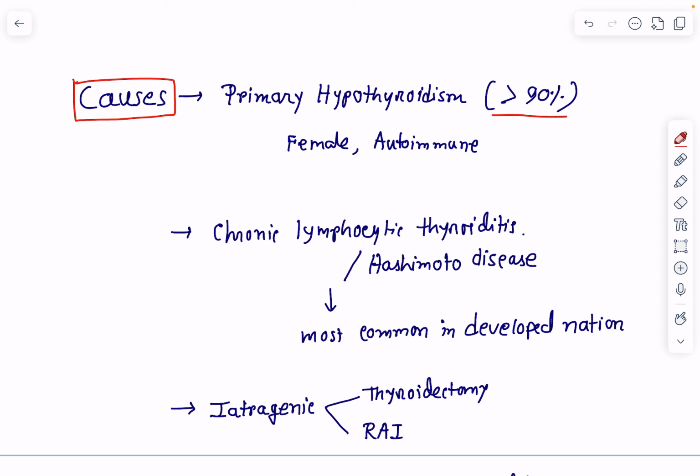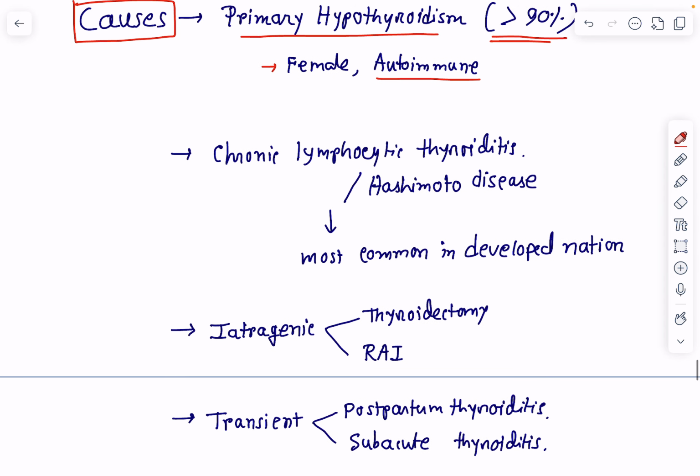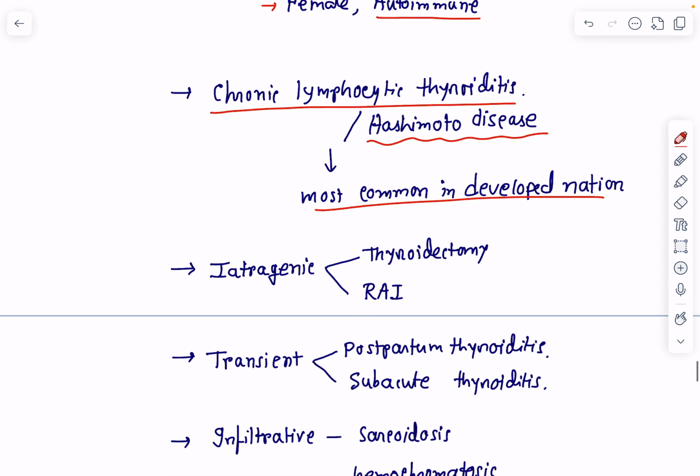In more than 90% of the cases, hypothyroidism is due to a primary disorder of the thyroid gland, that is primary hypothyroidism. Primary hypothyroidism is seen more in females and it is most of the time due to an autoimmune condition. There is something known as chronic lymphocytic thyroiditis, also known as Hashimoto's disease. Hashimoto's disease is the most common cause of hypothyroidism in developed nations. It is also seen most of the time in females.